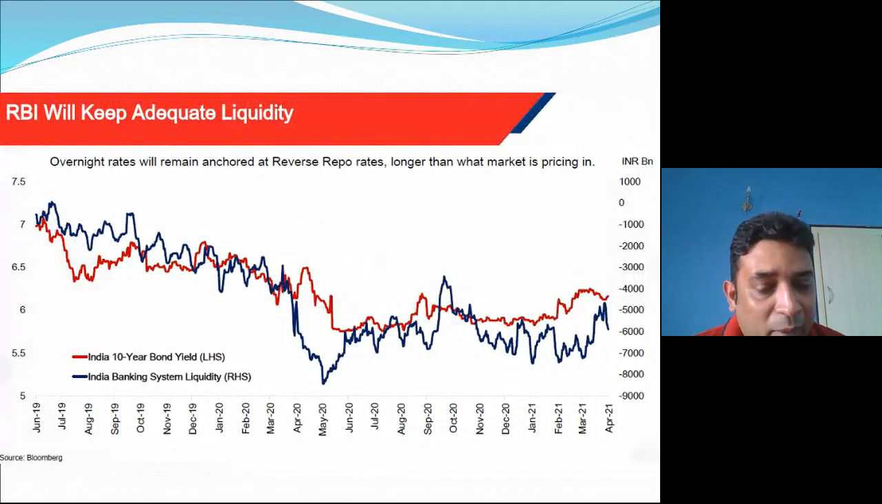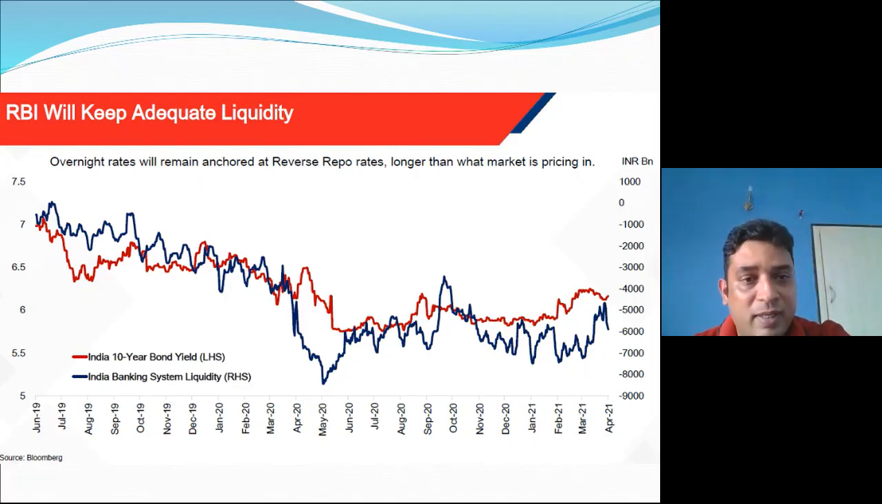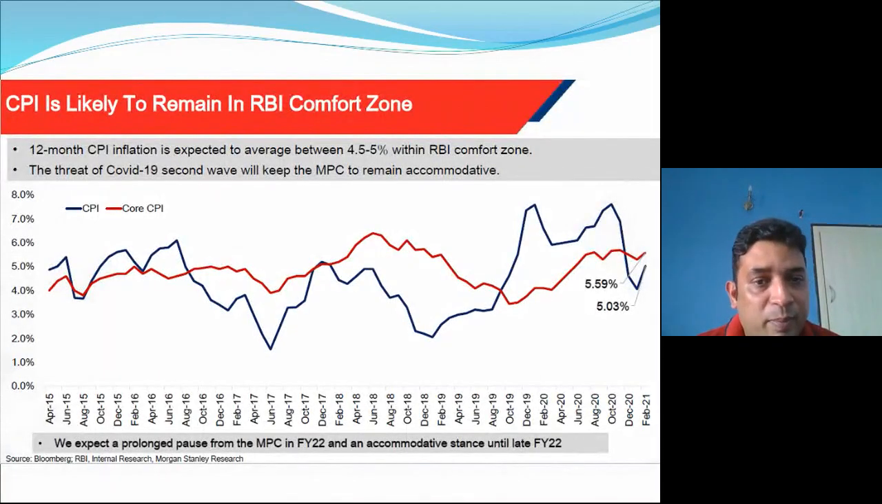And RBI, back in India, is keeping the overnight rates and repo rates well in control. As I already mentioned, interest rate is always a reflection of what inflation rate is happening in the country. CPI is in a comfortable zone.